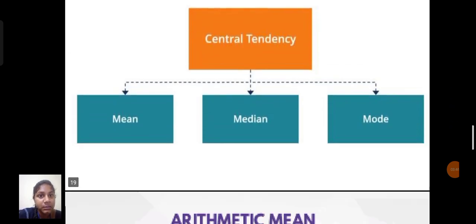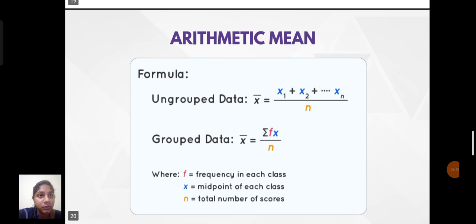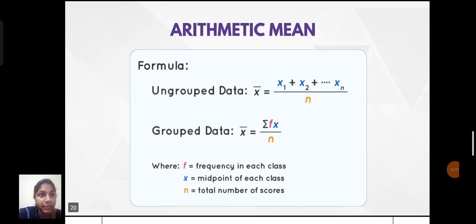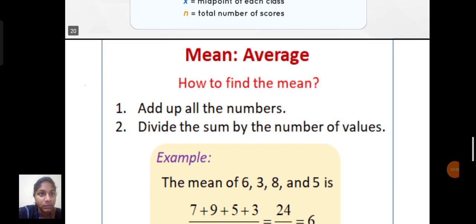In central tendency, first you should know the arithmetic mean. The ungrouped data formula is x bar equals x1 plus x2 and so on up to the nth term, divided by n. The grouped data formula is x bar equals sigma fx by n, where f indicates the frequency in each class, x indicates the midpoint of each class, and n indicates the total number of schools.